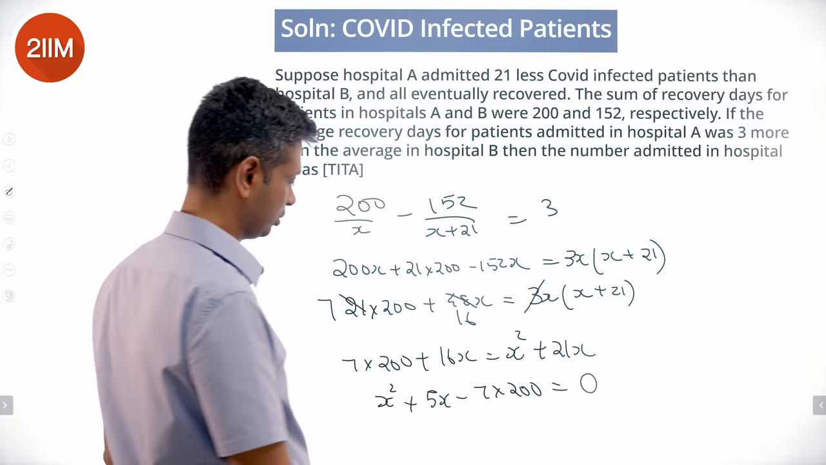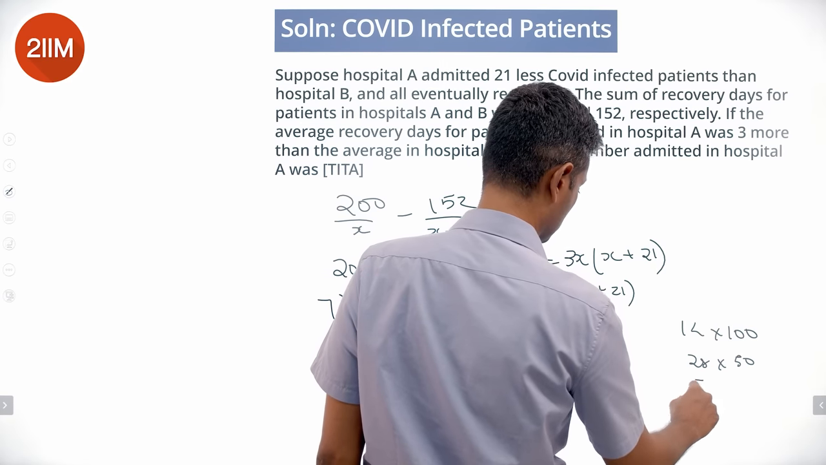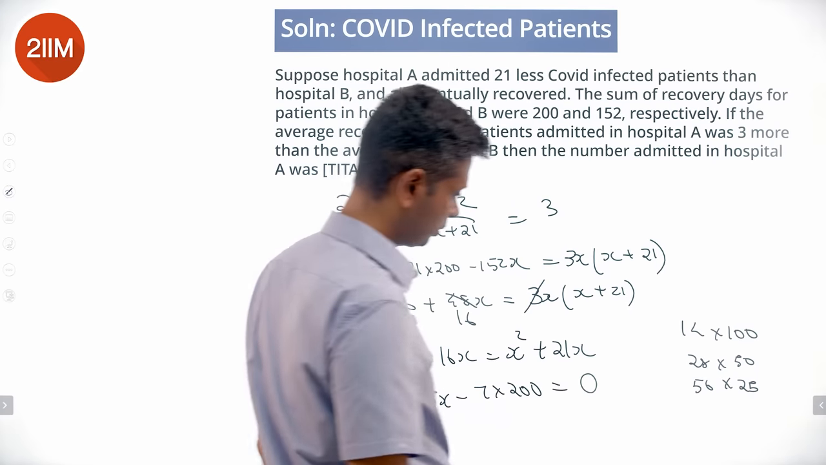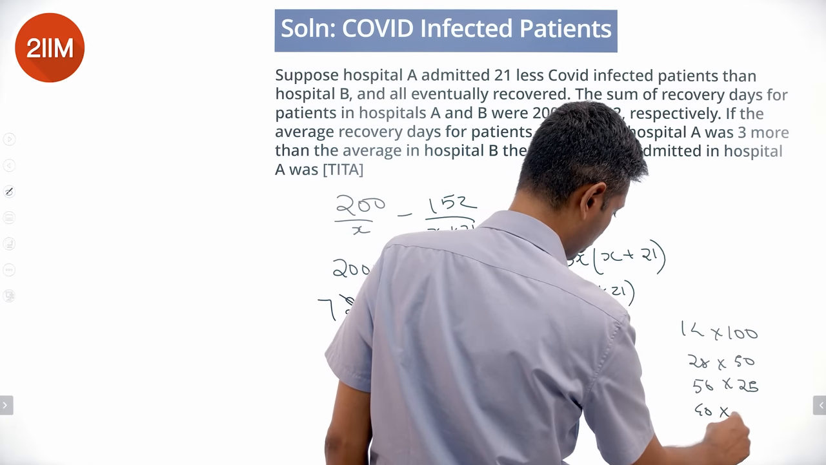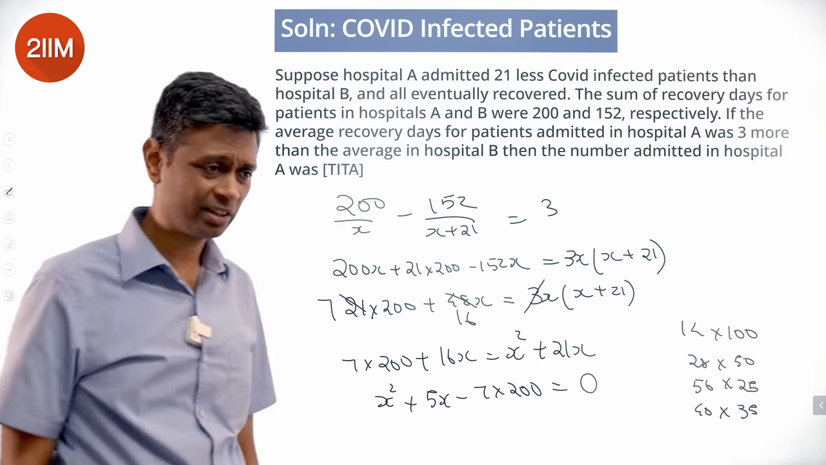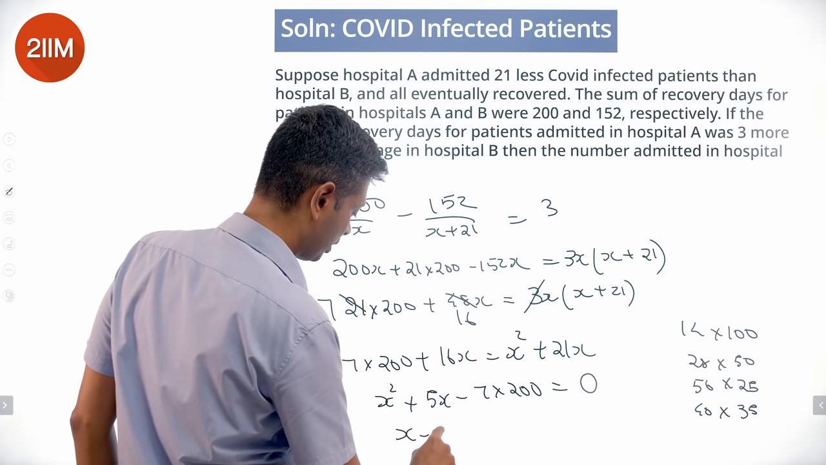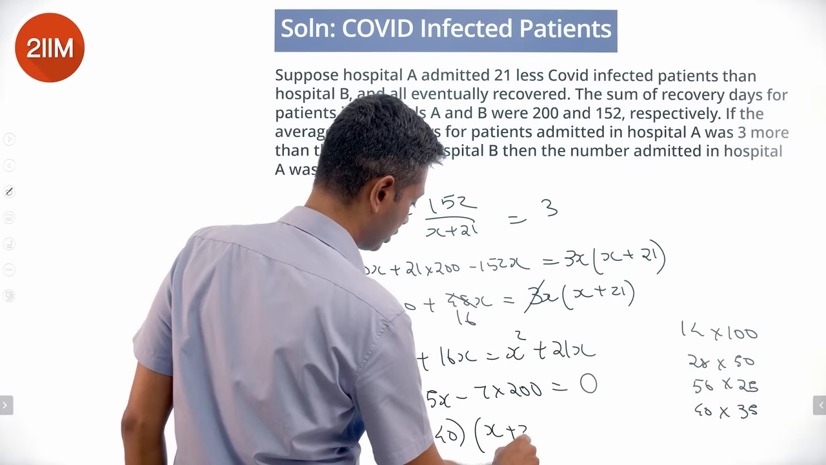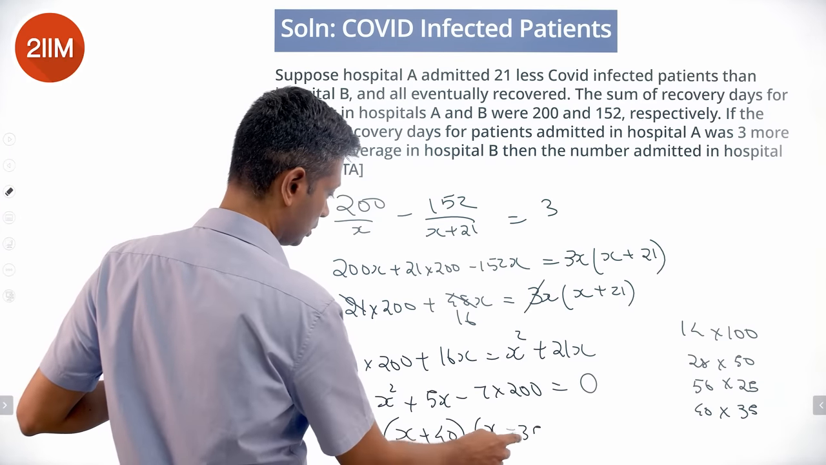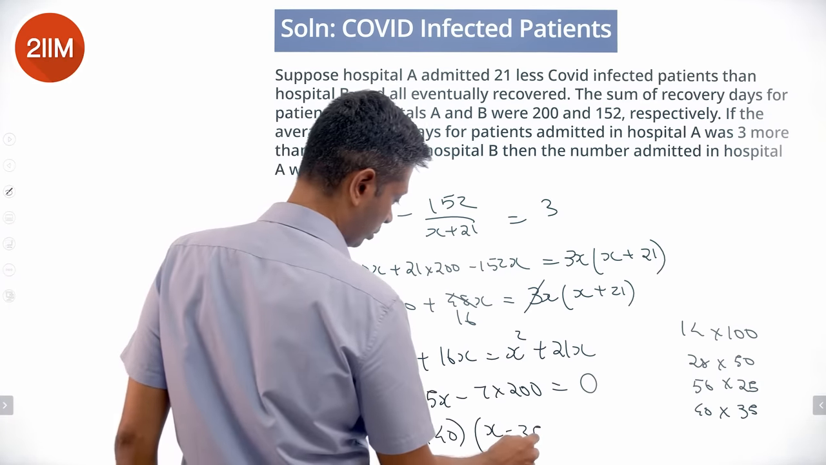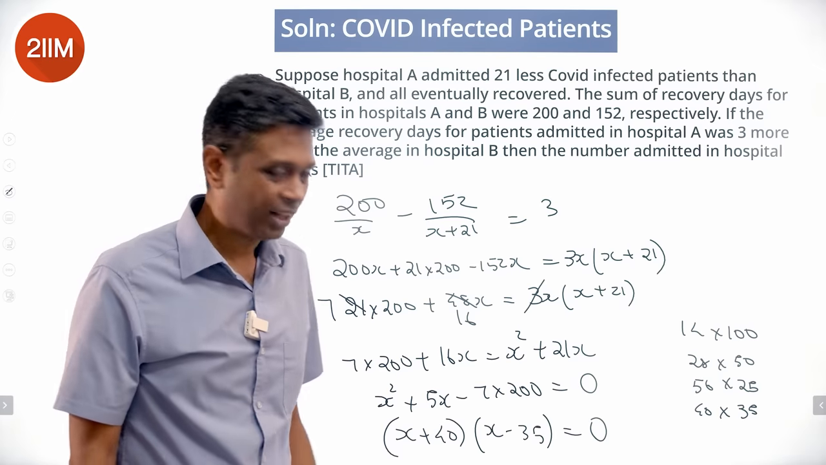7 into 200, again, write it as 14 into 100, 28 into 50, 56 into 25. Take 5, put it here, take the 7, put it there, 40 into 35, and then different combinations like that. The difference should be 5. If I factorize this, 40 into 35 works well. So x plus 40 into x minus 35 equal to 0. x could be minus 40 or plus 35. It cannot be minus 40, it is plus 35.